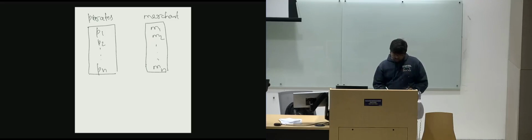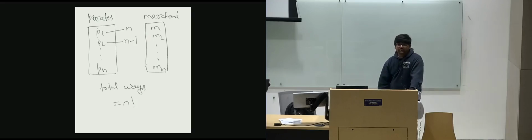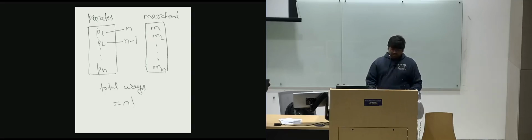For the first pirate ship, we have n options, right? It can be mapped to n ships. Similarly, P2 can be mapped to n minus 1 ships. So you can see the total number of possible ways is n factorial. If we try a brute force approach, it will take forever to solve. So let's see if we can come up with a greedy solution that can perform better than this.